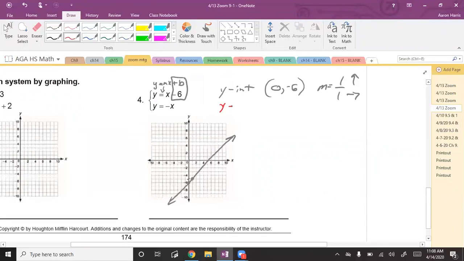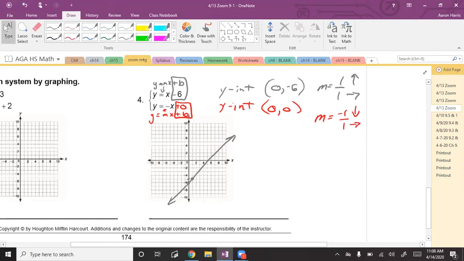So what is my y-intercept? So this says plus 0 because there's nothing there. So y equals mx plus b. b is 0. So I have (0, 0). Okay. Then I find my slope. Well, there's a negative there. -x is really -1x. So my slope is -1. Make it a fraction over 1. So that says go down 1 to the right 1.